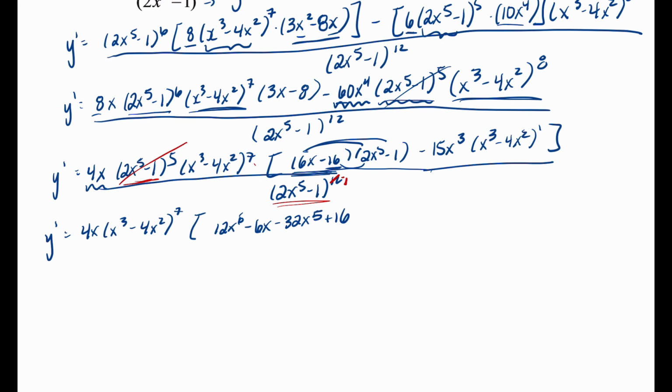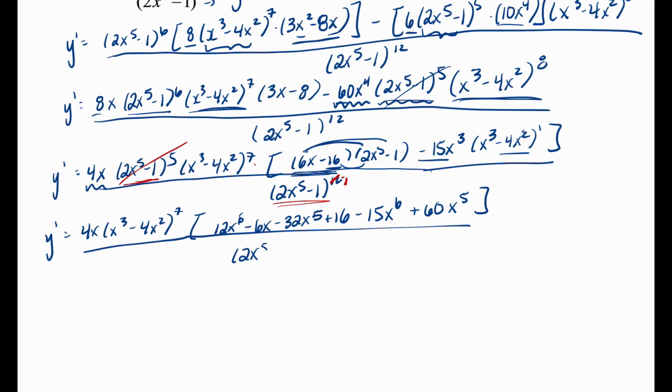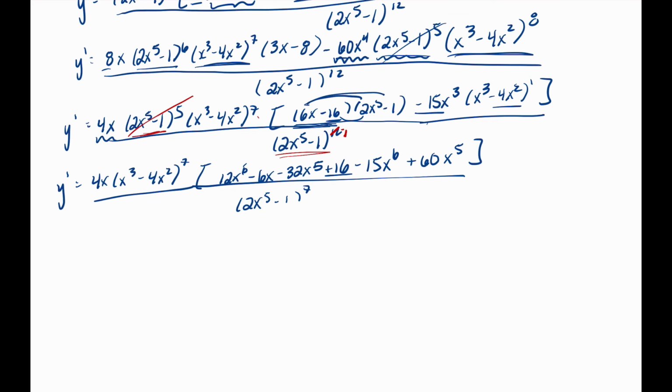And now I'm going to do the same thing for the next. So I have negative 15x^3 times x^3, which is negative 15x^6. Negative 15 times negative 4x^2 is positive 60x^5. All over my denominator, which is (2x^5 - 1)^7. So we're almost done. We just have a few things left. So I'm going to do y prime equals, my front stays the same, 4x (x^3 - 4x^2)^7.